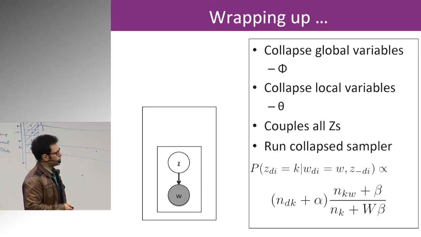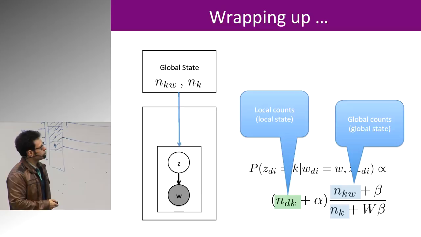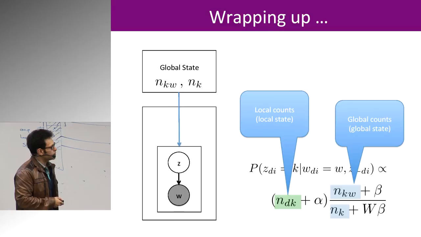One of them is how likely the topic is in the document. And the other one is how likely the word is in the topic. We showed that for this equation, the local state is the document topic count, because that depends only on the given document that you are processing. And the global state is the word topic count, because that's shared across all documents.